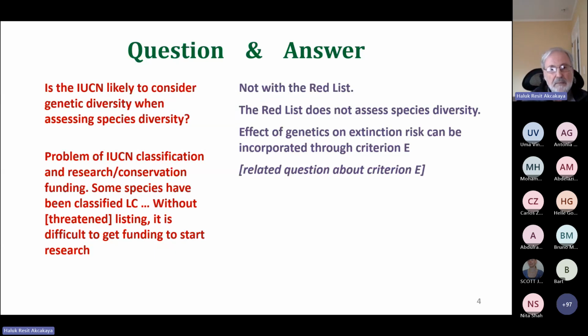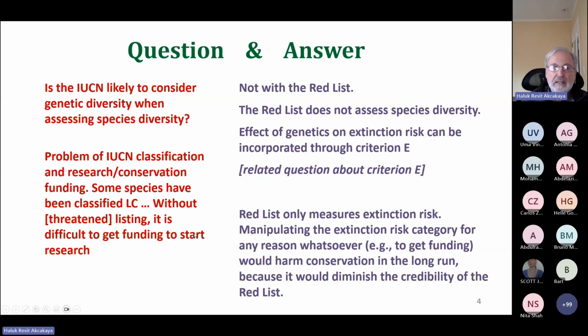Another question was about the problem of IUCN classification and research and conservation funding. Some species have been classified as least concern, but without threatened listing, it's difficult to get funding to start research. Now, again, the Red List only measures extinction risk. Manipulating the extinction risk category for any reason whatsoever, whether to get funding or because we think it will protect the species better, is not done, because it would harm conservation in the long run, because it will diminish the credibility of the Red List. So absolutely no changes to the Red List category because of whatever we might think will be the consequences of the Red Listing.